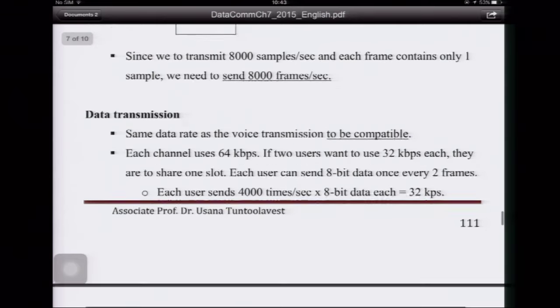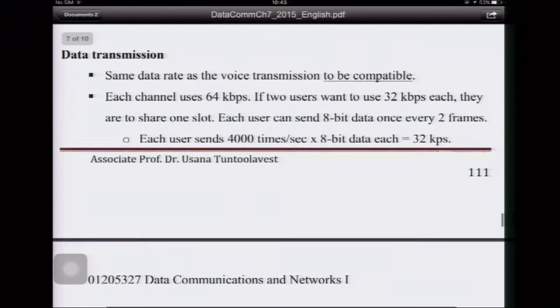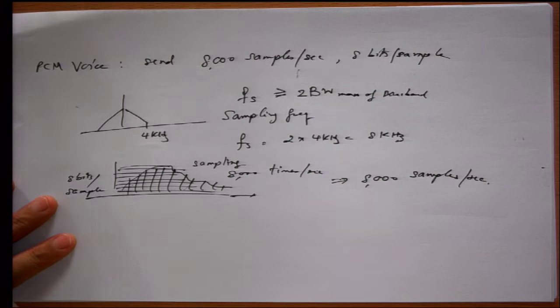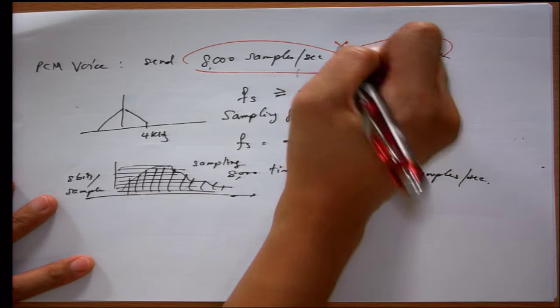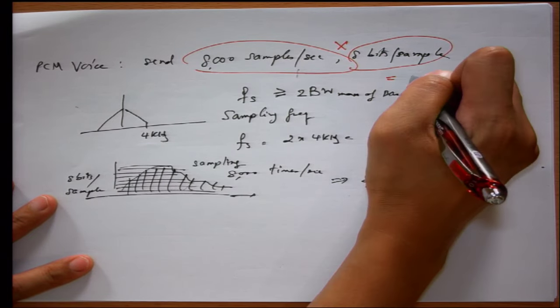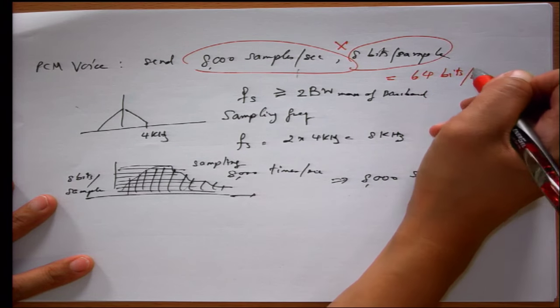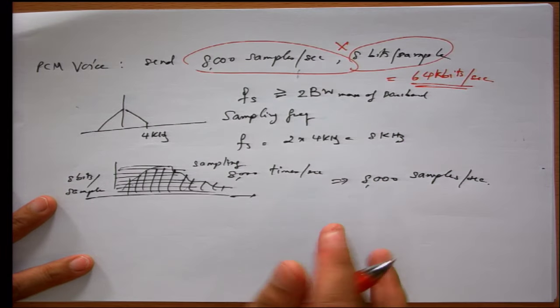Now, in data transmission, we design the same data rate. We want to send data that is not voice, but we want it to be compatible with the voice transmission. And its channels use 64 kilobit per second. Because 8,000 samples per second multiplied by 8 bits per sample equals 64 kilobit per second. So this is per channel.